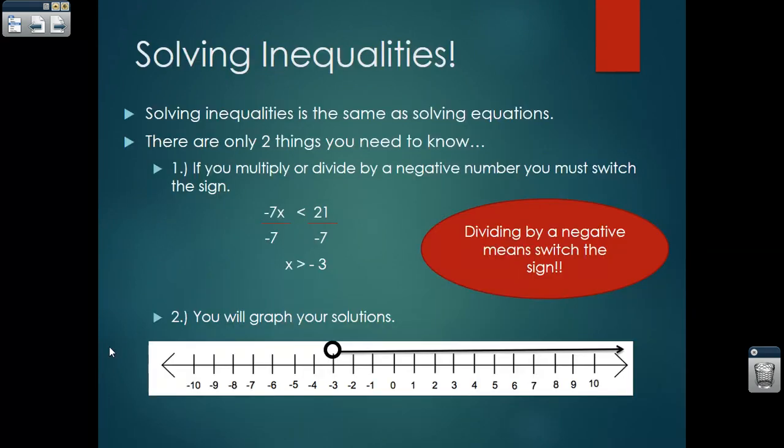Solving inequalities, guys, is the same as solving an equation. You're going to go backwards, or in the opposite direction, through the order of operations. You want to isolate that variable. Once you get the variable by itself, that's your solution. The only difference with an inequality is if you multiply or divide by a negative number, you must switch the sign. You must flip the way that it's facing. Then, whenever you're done and you've solved it, you want to graph your solution. So just make sure that you're being careful there.